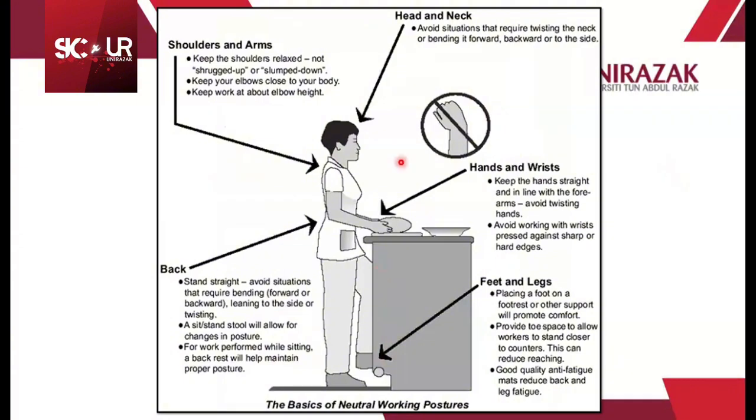And avoid situation that require twisting the neck or bending forward, backward, or to the side. Kita punya kepala ni sepatutnya 90 degree pandang depan. Kita punya tulang is straight forward, straight lah, bukannya kita ke kiri lebih, ke kanan lebih. Itu is twisted. Right, hands and wrist, keep the hands straight. Ini juga cabaran bila kita guna mouse. Biasanya mouse tu rapat dengan kita, tapi kita bend kita punya wrist. Right.